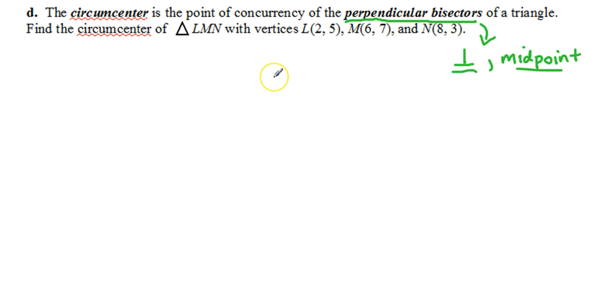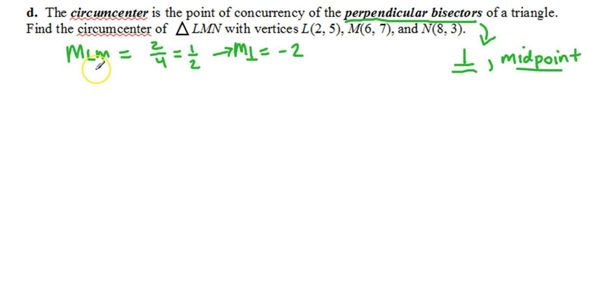So let's go ahead and we can do any two. Let's look at LM. So we're going to look at the slope of LM. The slope of LM is going to be 7 minus 5 over 6 minus 4. So 7 minus 5 is 2. 6 minus 4 is 4. Slope of that thing is going to be 1/2. And then the slope of the perpendicular is going to equal -2. So we'll use that fact.